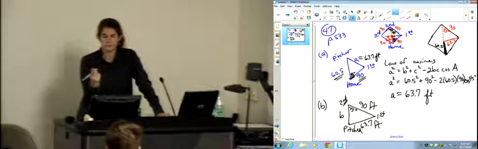We got this. We just found, what did we just find? 63.7. I'm trying to draw my picture a little better here. Okay. So what do we know? What are you saying we know? We mean first base.